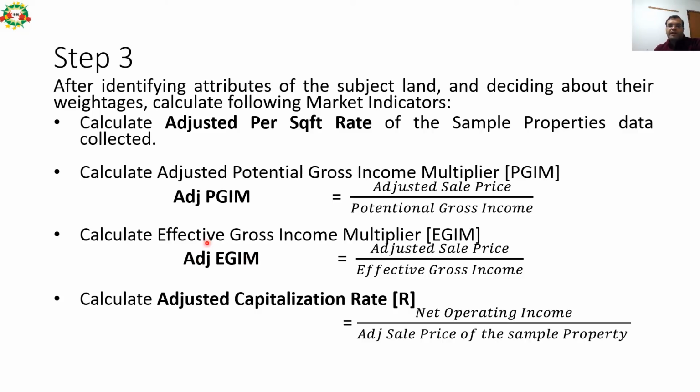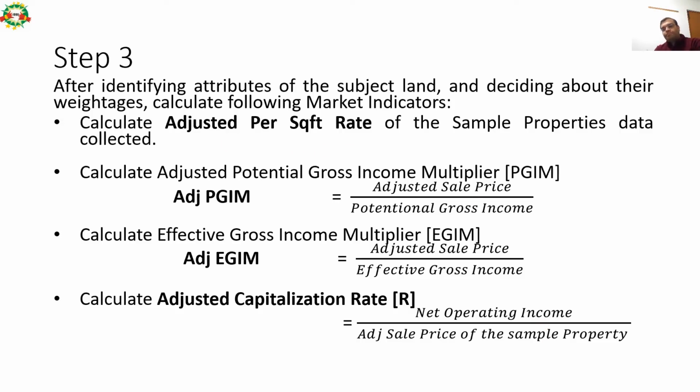Likewise, we have to calculate adjusted EGIM for each of the sample properties, which is equal to adjusted sale price, which is equal to adjusted per square feet rate of the sample property into area of the said sample property, divided by effective gross income, which we calculated in step number 2. Then third, we have to calculate adjusted capitalization rate for each of the sample properties, which is equal to NOI, net operating income of each of the sample properties, divided by adjusted sale price of the sample property.